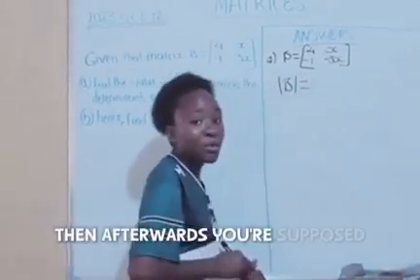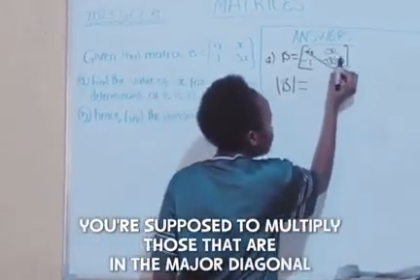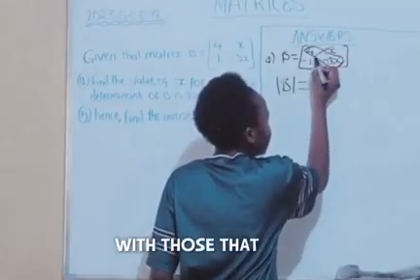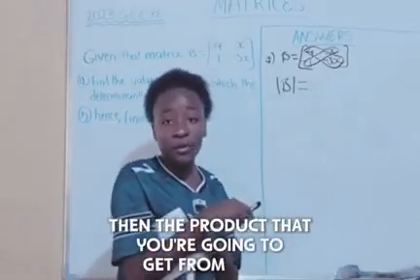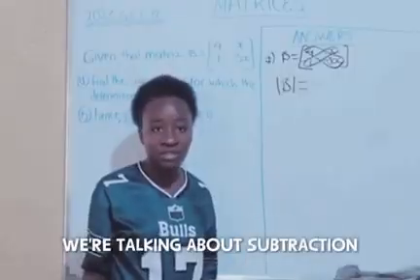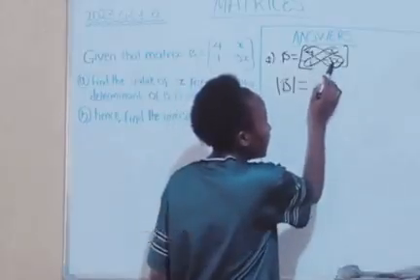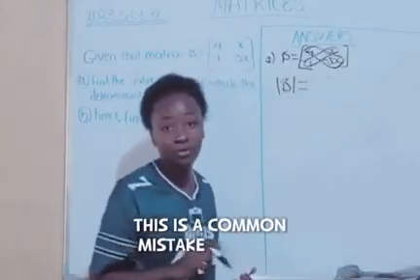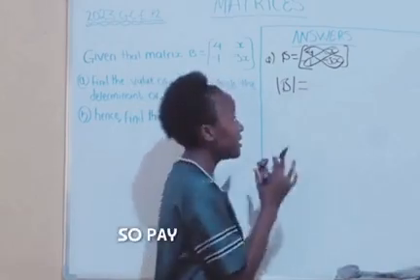Then afterwards, you're supposed to multiply those that are in the major diagonal with those that are in the minor diagonal. Then the products that you're going to get from both, you're going to subtract. Of course, when you talk about products, we're talking about subtraction. Okay, so here you are going to get those that are in the major diagonal. These are the common mistakes you make. As Manila Academy, we are here to remove the common mistakes you make. So pay attention to this one.